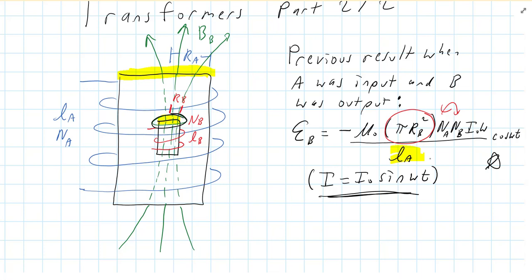So that would be the only change. This would turn into an LB, and otherwise the equation would be identical. Okay. Now, there's a couple easy relationships for transformers.